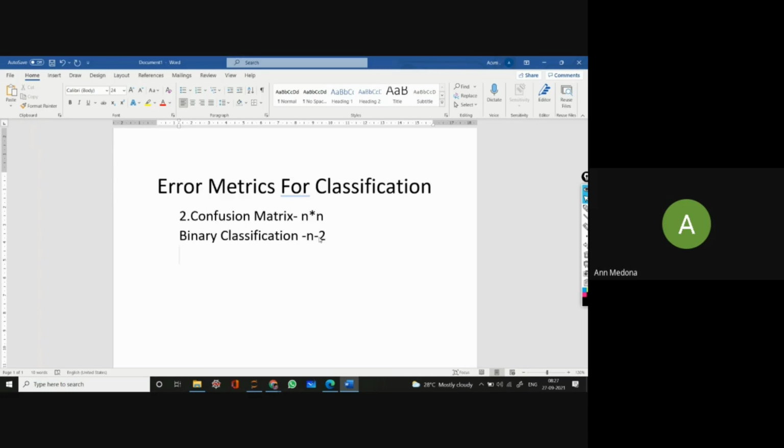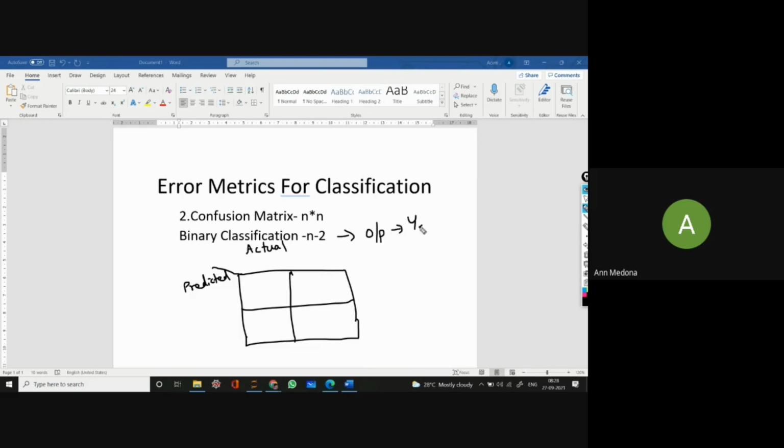For the confusion matrix, we will form a table-like structure, based on the true values calculated. Let me draw how this confusion matrix table looks. I am considering a binary classification, so my n value will be equal to 2. So I will get a 2 by 2 table, consisting of 2 rows and 2 columns. This is how my confusion matrix looks. Along the x-axis you will have the actual value, and here you will have the predicted value. Now let's consider my binary classification has two output categories, yes or no. I'm considering a simple binary classification.